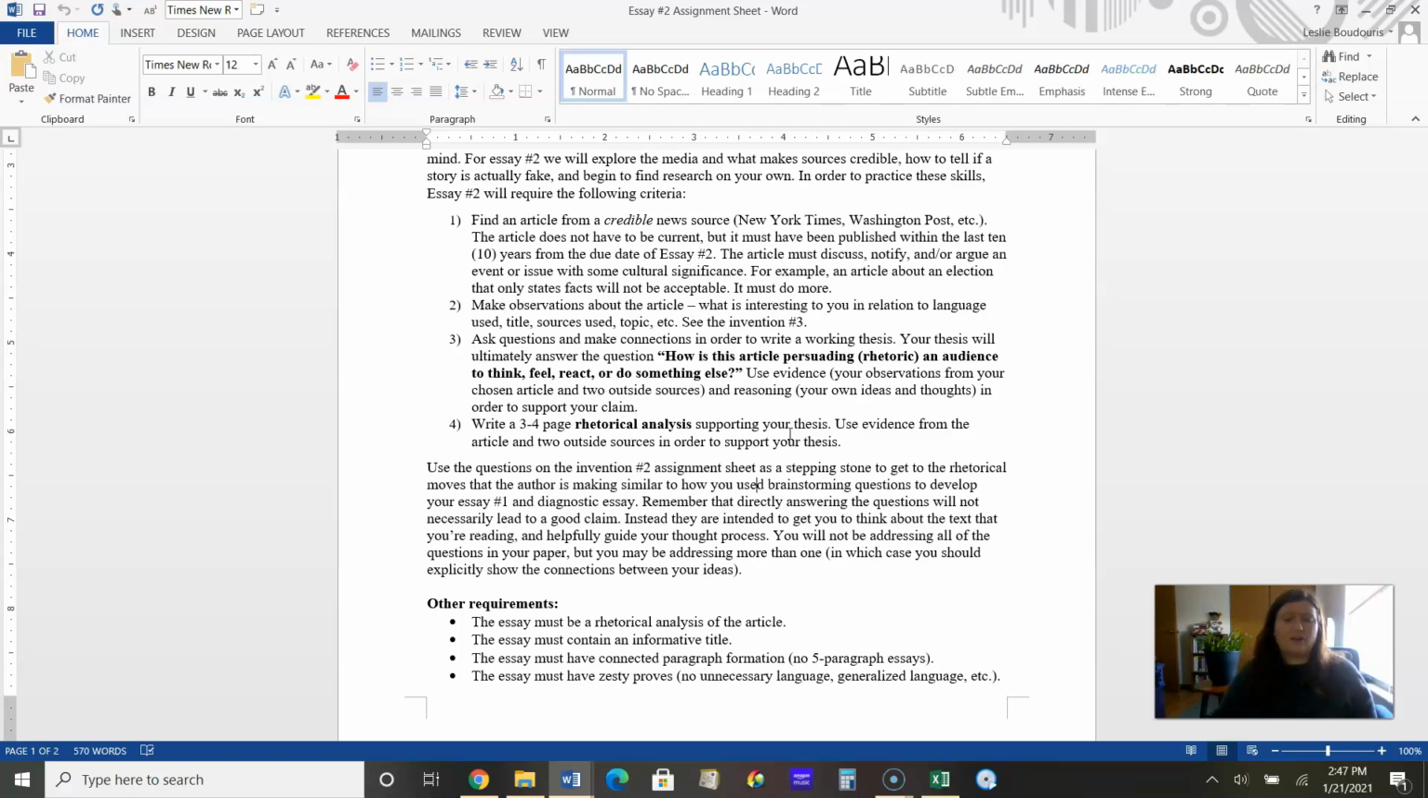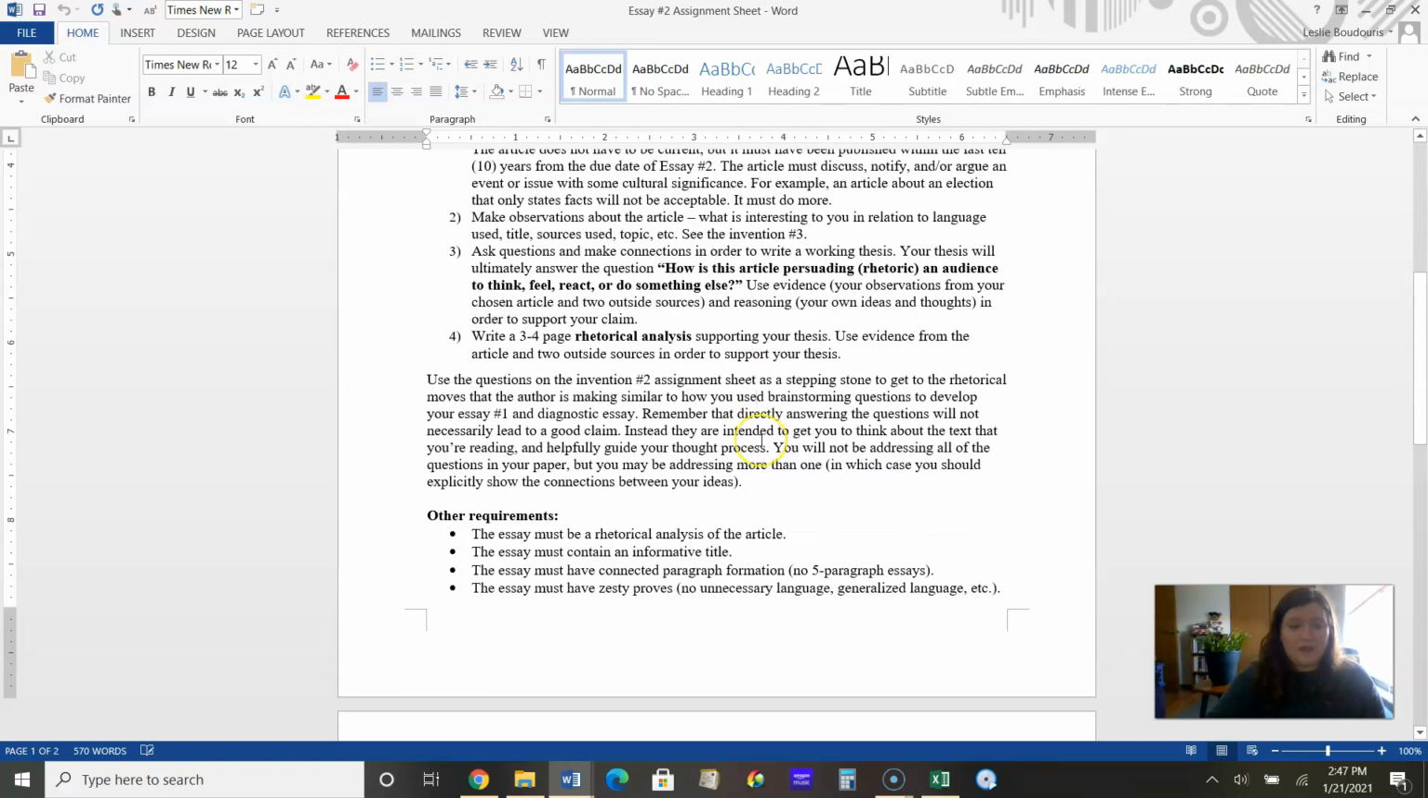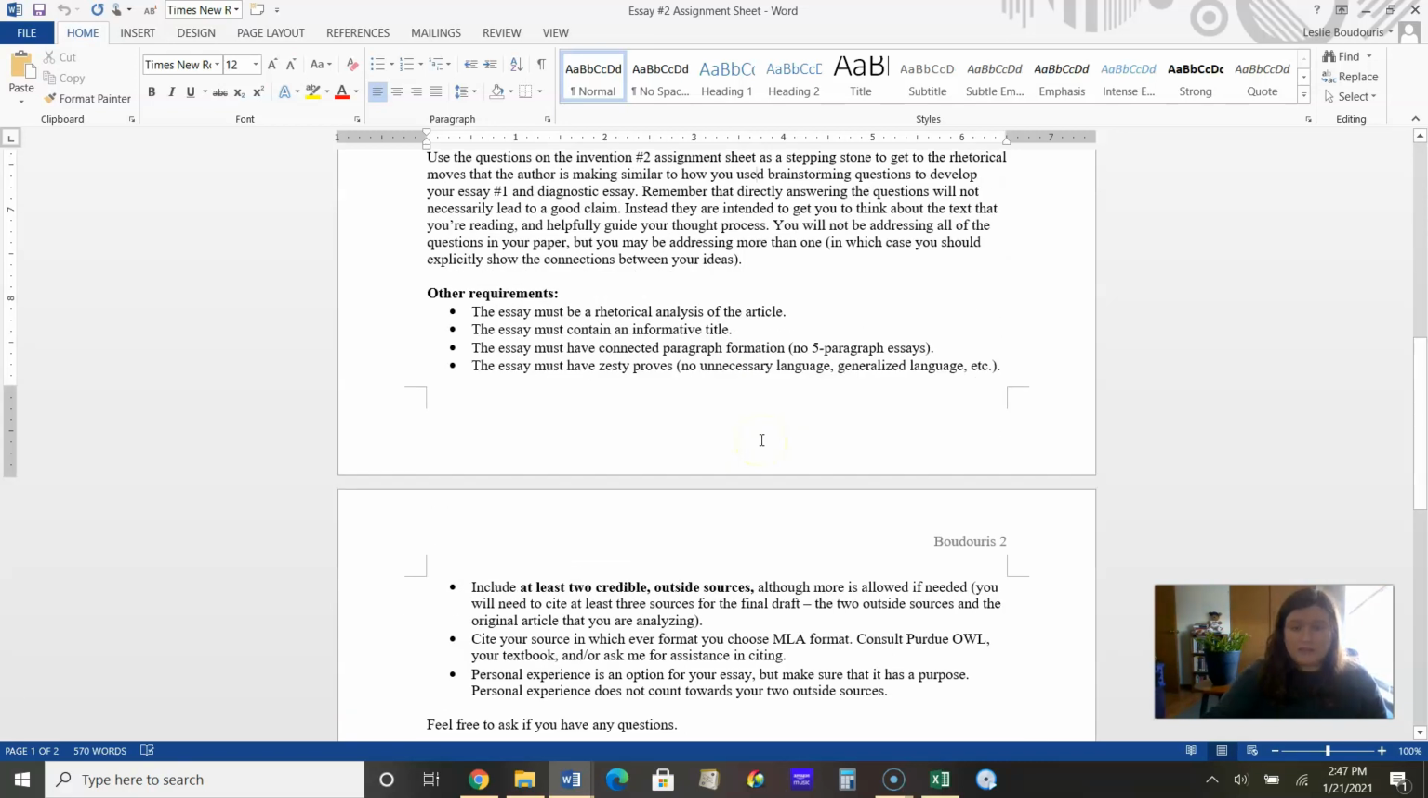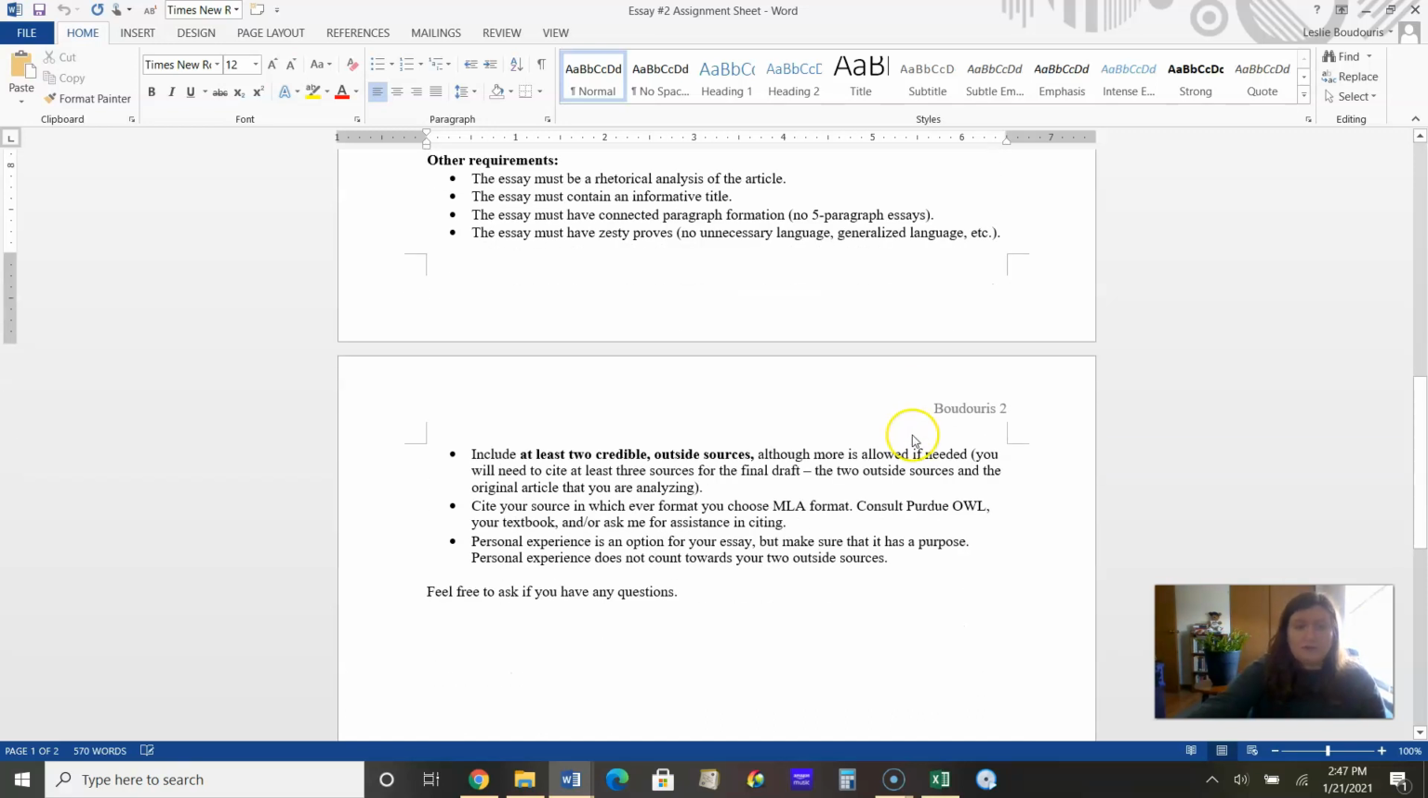So really make sure that you're analyzing the article and how it's persuading an audience, and not defaulting to looking at the content. Use the extra help assignment sheet as a stepping stone, as well as the topic proposal. Requirements: it must be a rhetorical analysis of the article, not writing about the content, and it should have an informative title.